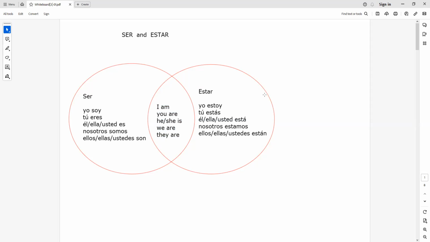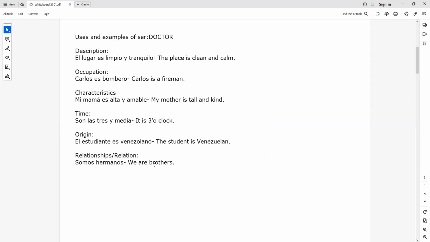So we have to be able to figure out which one to use. If I want to say he is, will it be él es or él está? At the end of this lesson, I hope that you can answer that question. And of course, it depends on the context.